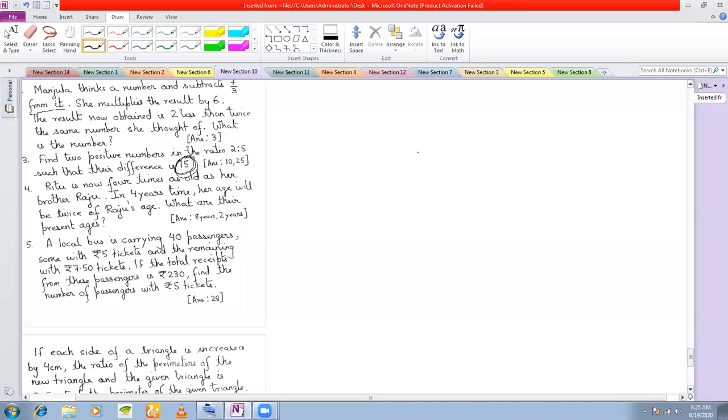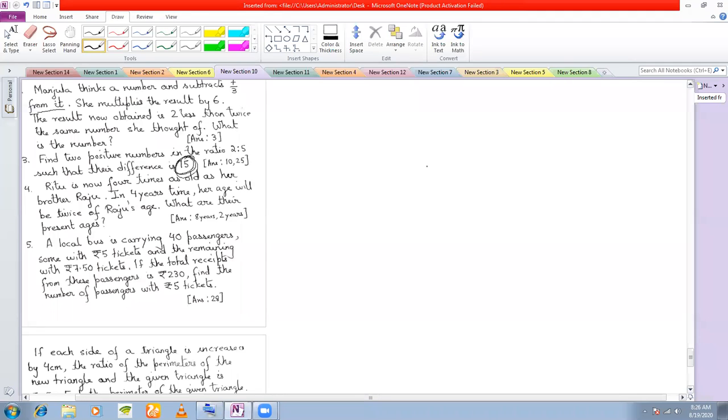Ritu is 4 times as old as her brother Raju. In 4 years' time, her age will be twice of Raju's age. What are their present ages? Let's read the problem and understand once again. Ritu is 4 times as old as her brother Raju. That means if Raju's present age is x, Ritu's present age is 4x.